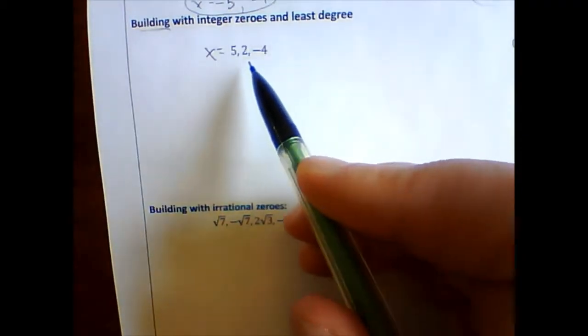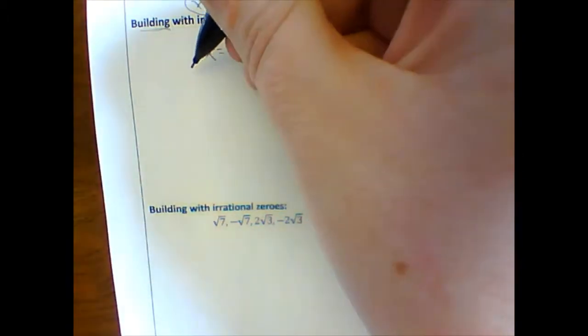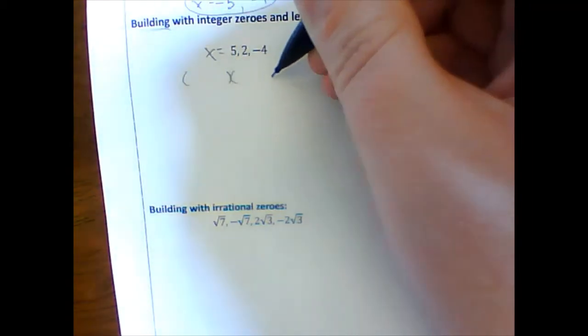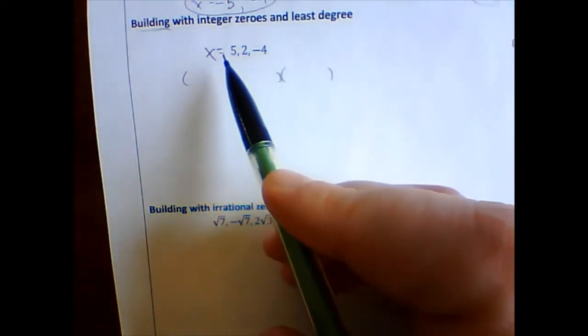So to go backwards, the first thing we're going to do is we're going to recreate the parentheses. There are 3 answers, and there's a parenthesis for each one. Okay? There's a positive 5.